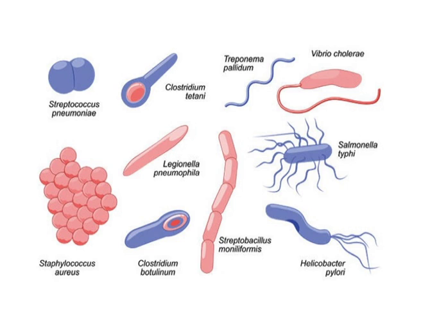Examples include Streptococcus pneumoniae and Clostridium tetani, the spirillum bacteria, Vibrio cholerae, which is vibrio shaped, Salmonella typhi, which is rod shaped, Helicobacter pylori, Clostridium botulinum, and Staphylococcus aureus. These are the different forms of bacteria, so let us discuss them one by one.